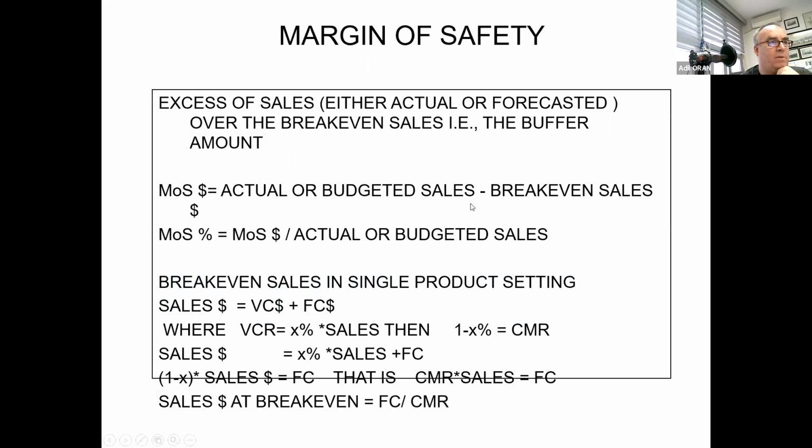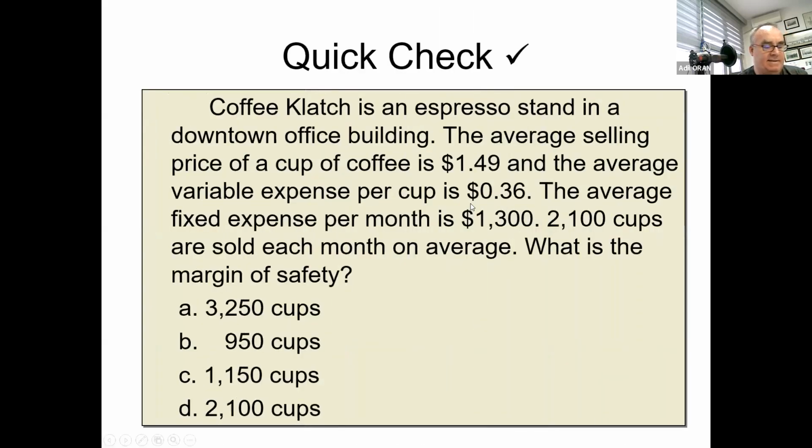And again, if you want the formulas, take a look at this. And let's apply it to the coffee example as well. So you expect to sell 2,100 cups. What is the margin of safety? If you remember what the break-even point was, how many cups did we have to sell? 1,300 divided by 1.13 had been giving us that number. So we basically are safe by 950 cups. We could sell many fewer than 2,100.